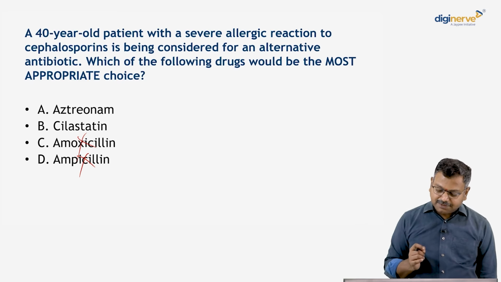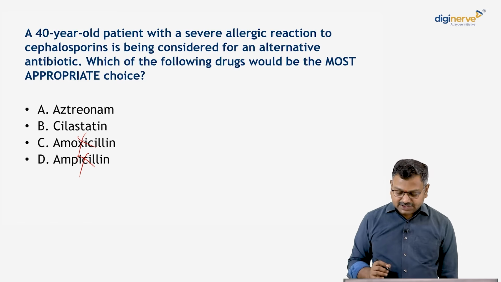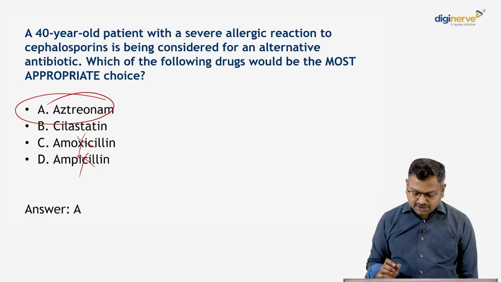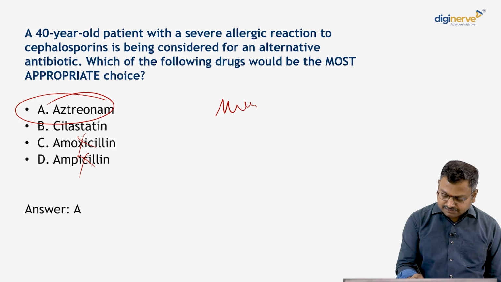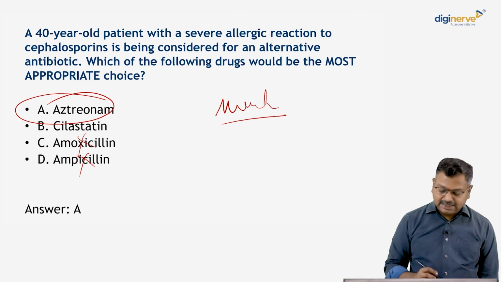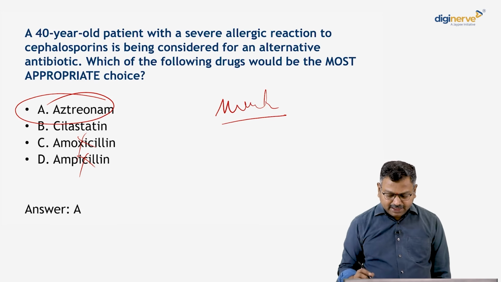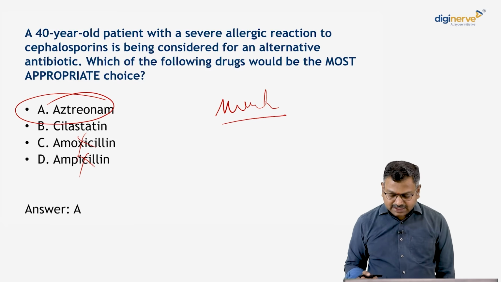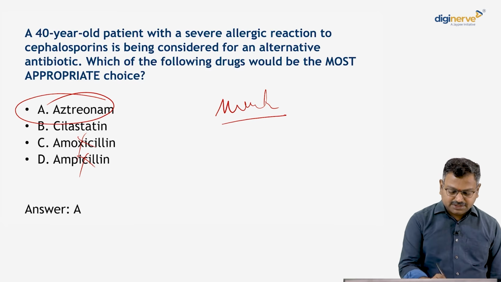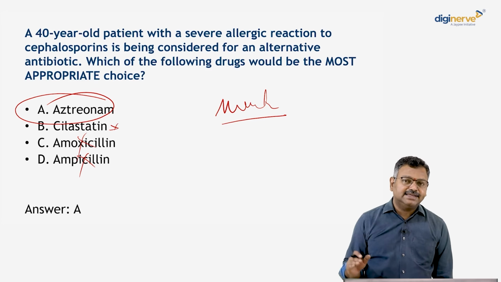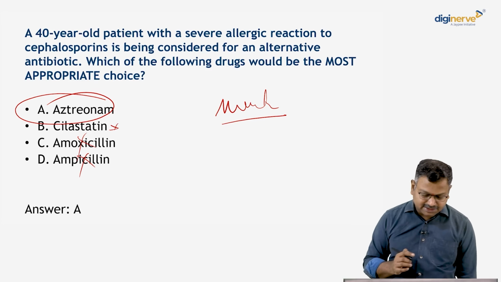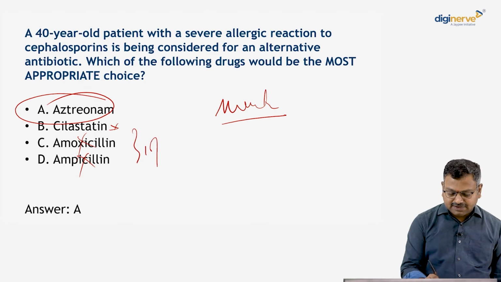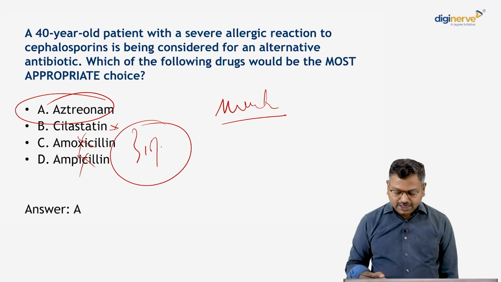Now in patients with a penicillin allergy or a cephalosporin allergy, aztreonam is the best drug that can be used. Aztreonam belongs to the monobactam category. It is an atypical beta-lactam antibiotic. It is very narrow spectrum, and it can be used in patients who have this allergy. Cilastatin is not an antibiotic. It is combined with imipenem just to decrease imipenem's renal excretion. With amoxicillin, ampicillin or penicillin, a cross-reactivity of almost 10% is seen whenever there is a cephalosporin allergy. So we would avoid them.